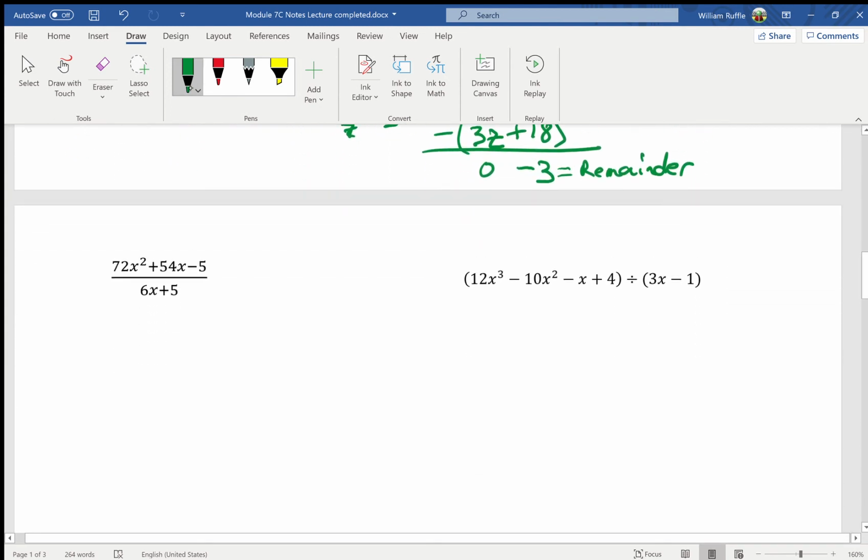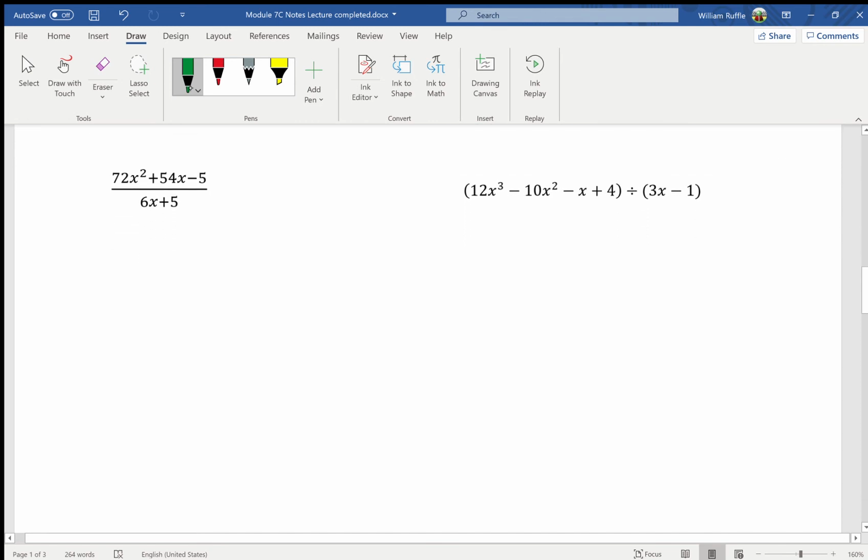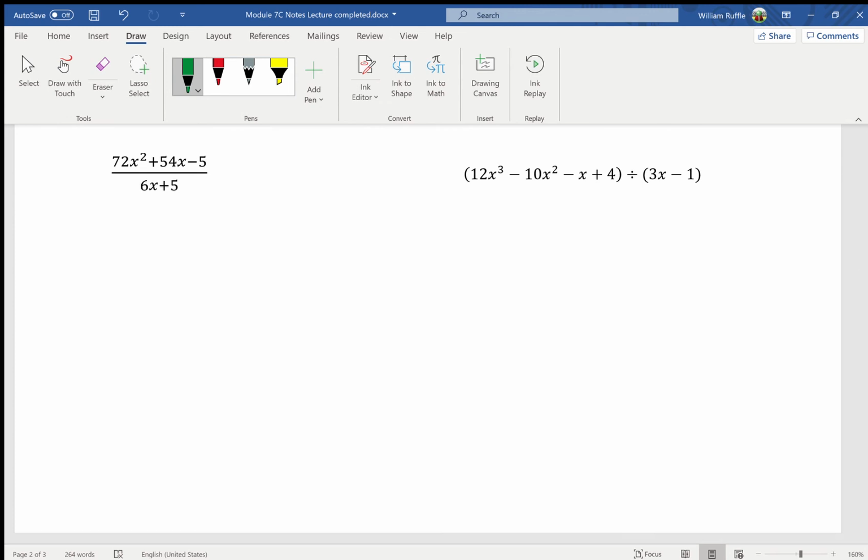Scroll down to the last two we're going to do for this section of the notes. This is going to be part 2 of 7C. Then we have lovely word problems at the end. Now these two get a little crazy. So let's do 6x plus 5 into 72x squared plus 54x minus 5.